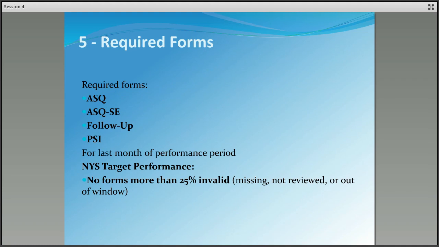Target number 5, required forms. This indicator is required forms, as I mentioned just now. These screens, such as the ASQ3 or the ASQ-SE2, the follow-up, PSIs, to meet this target, forms with invalid entries in the last month should be under 25%. And by invalid, we mean missing, not reviewed by the supervisor, or out of window.